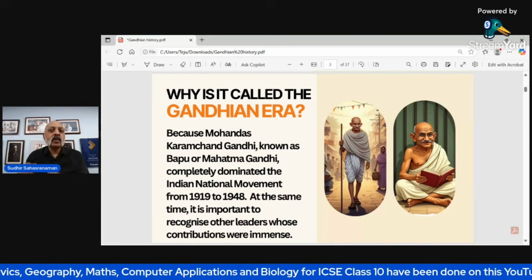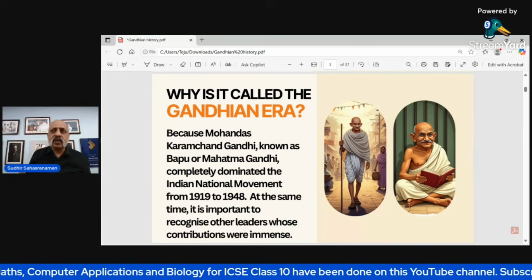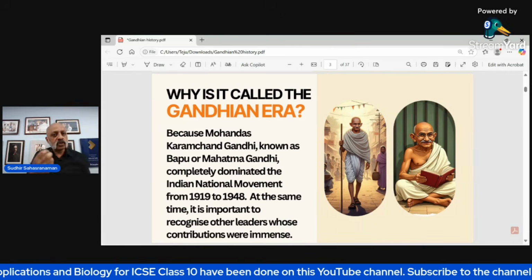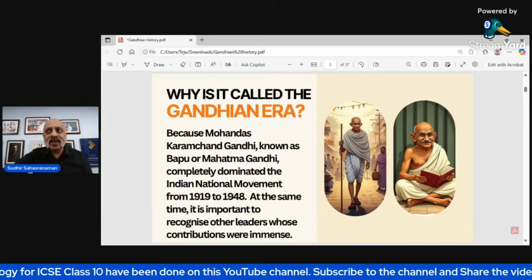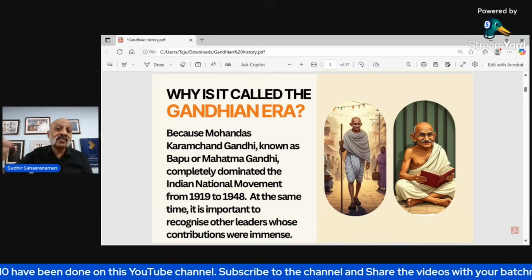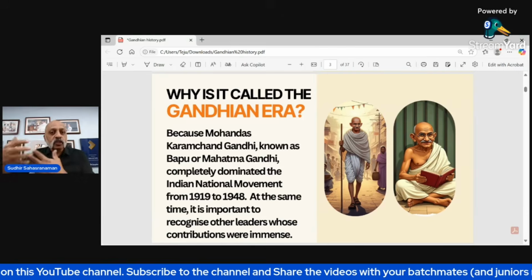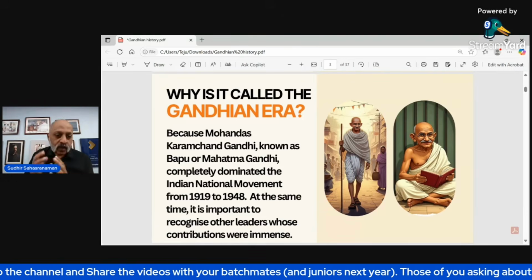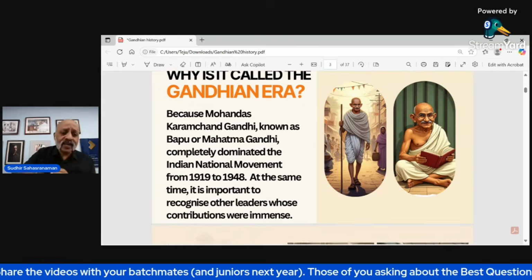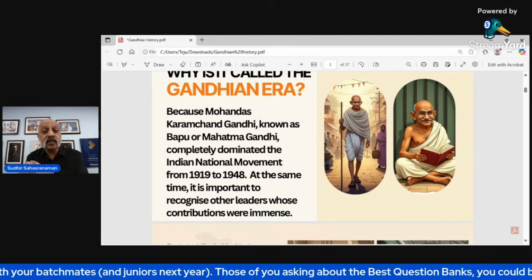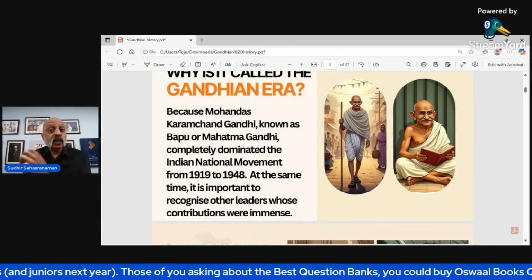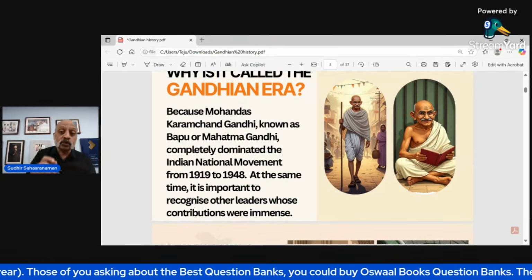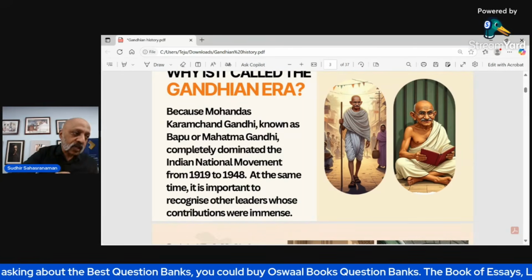But this period is known as Gandhian history largely because of the domination of one person whose thought and philosophy of non-violence and satyagraha pretty much became the voice of the Indian freedom movement. Okay, so I'm not saying that it's not important to recognize other leaders. Of course, it's important to recognize the immense contributions of each one of those leaders.